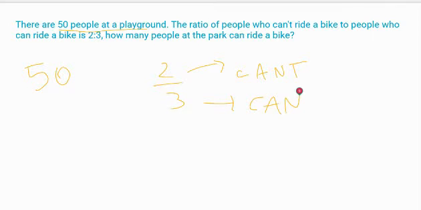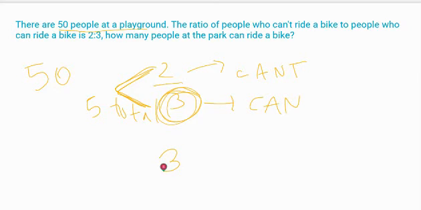So basically what this is telling us is that for every 2 people at the park who can't ride a bike, 3 can. So if we're trying to look at the total population and see who can ride a bike, we're going to try to focus on this number 3. But we also know that in this relationship, we have 5 people total. So what we're going to do here is take the number of people who can, which is 3, and the total population of this ratio, which is 5 people, and we're going to multiply that by 50. When we get that, we have 150 over 5, which is 30 people.